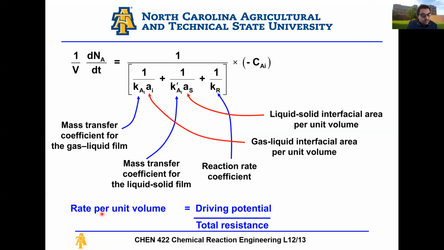And in all of them, the general idea is that your rate per unit volume is equal to your driving potential divided by your total resistance. And this is really the governing idea, or the governing physics behind a lot of the chemical engineering ideas.